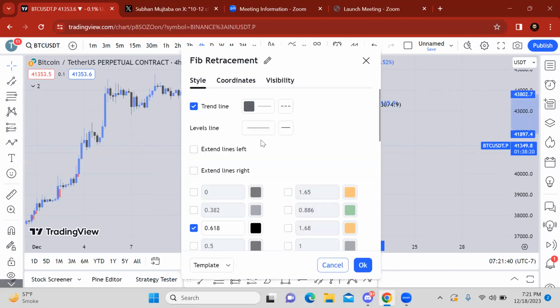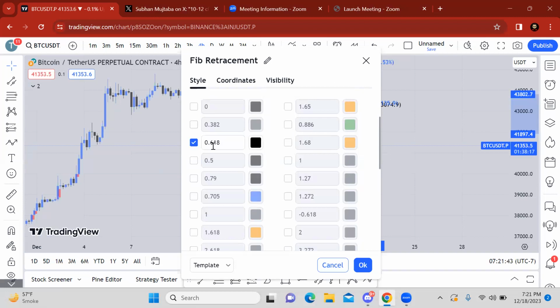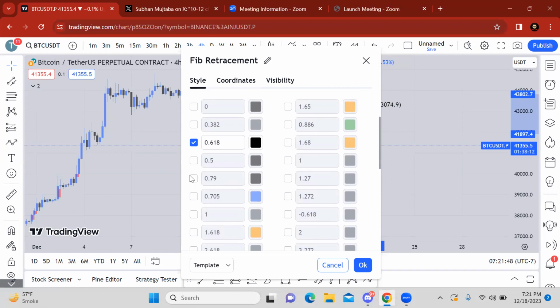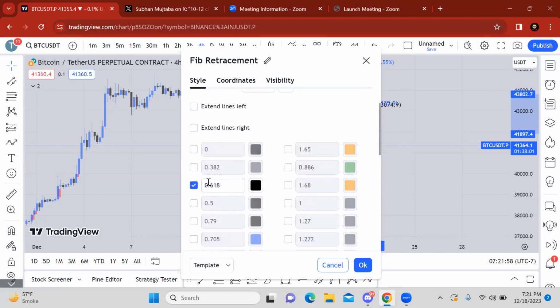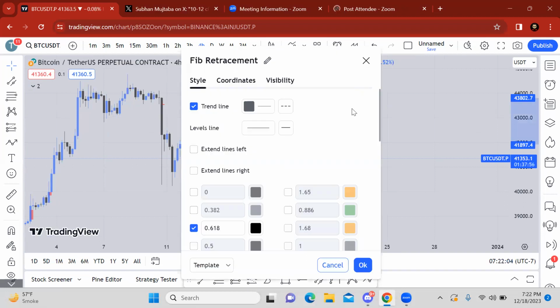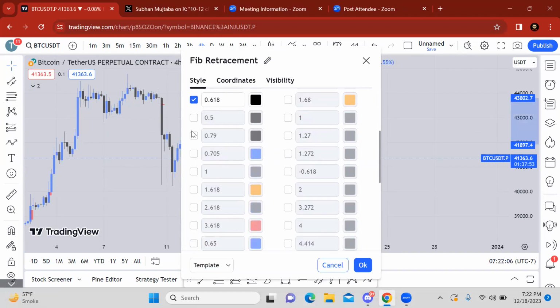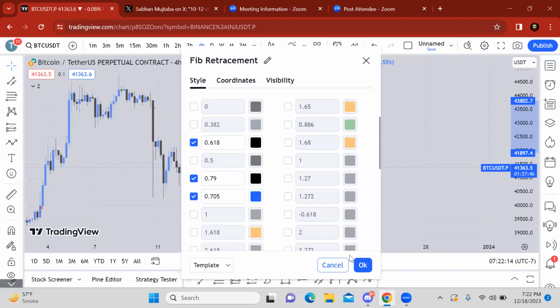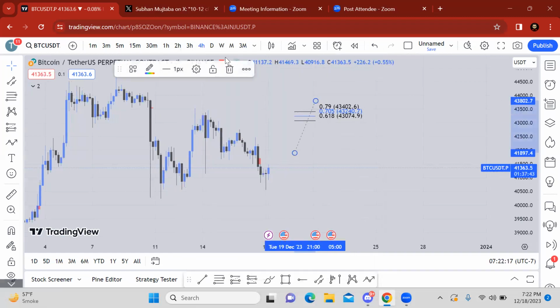Now I personally use two levels, 0.618 and 0.65. Or I have another setting, this is OTE. These three levels are called OTE, and if I remove these and add only these two, 0.618 and 0.65, this is the golden pocket. Some traders use these three levels for golden pocket, or OTE, they use it.